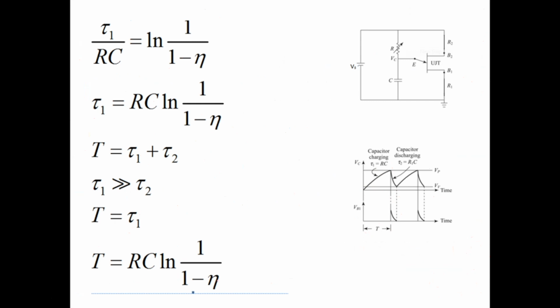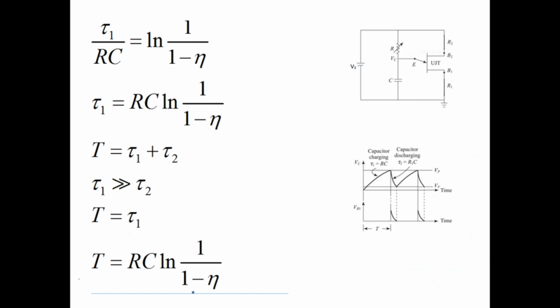This is the equation we use to fix the firing angle. For example, you require a firing angle of 90 degrees. In India we have a 50 hertz supply, so 20 milliseconds is the period of the power supply. The first half cycle means 10 milliseconds, and 90 degrees means half of the half cycle, which is 5 milliseconds. That means exactly after the zero crossover, after 5 milliseconds, I require firing pulses. That's the reason this T should be 5 milliseconds.